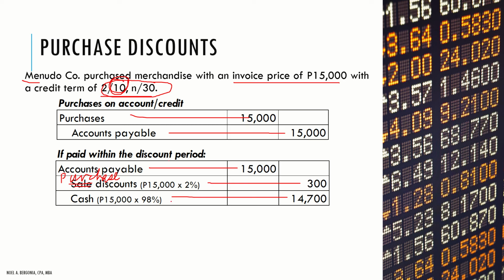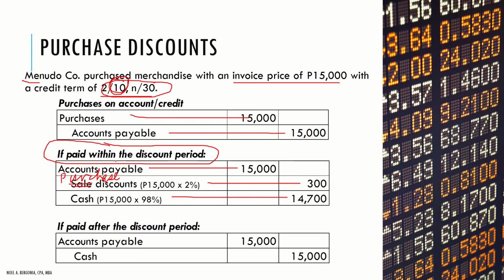We have paid it within the discount period, thus we have availed the purchase discount. But if we do not pay it within the discount period, our typical entry is just debit accounts payable 15,000 and credit cash 15,000. Okay? So, they are encouraging us to pay.